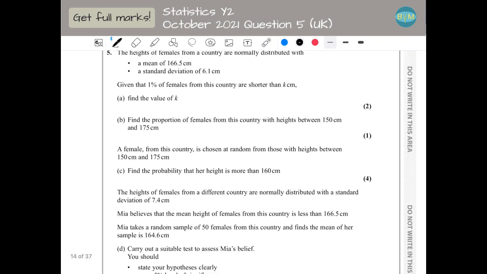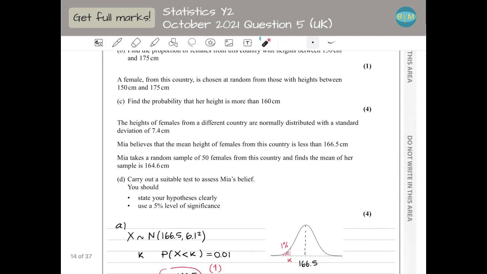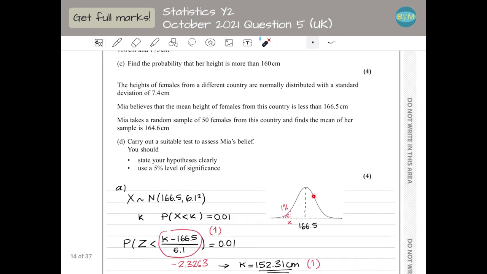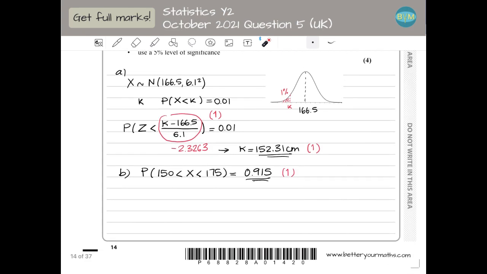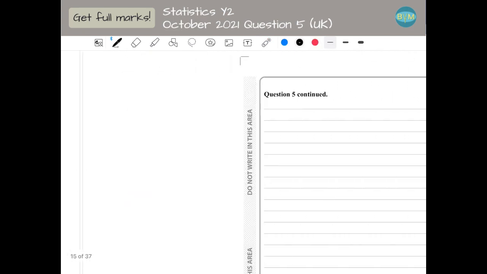Now, part C. A female from this country is chosen at random from those with heights between 150 and 175. So we are picking someone, but not from the whole country, just from that particular group. So that is going to be conditional probability because I'm restricting the space. I am between two values. Now I need to find the probability that her height is more than 160. So this, I'm going to do on the next page.